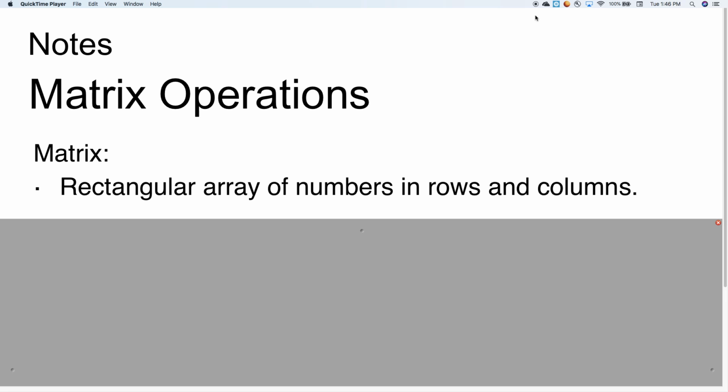So a matrix is just a rectangular arrangement of numbers in rows and columns. The best thing that I can say to you is a matrix is like an Excel spreadsheet. It has rows, has columns, has a place for every number, and it organizes them.